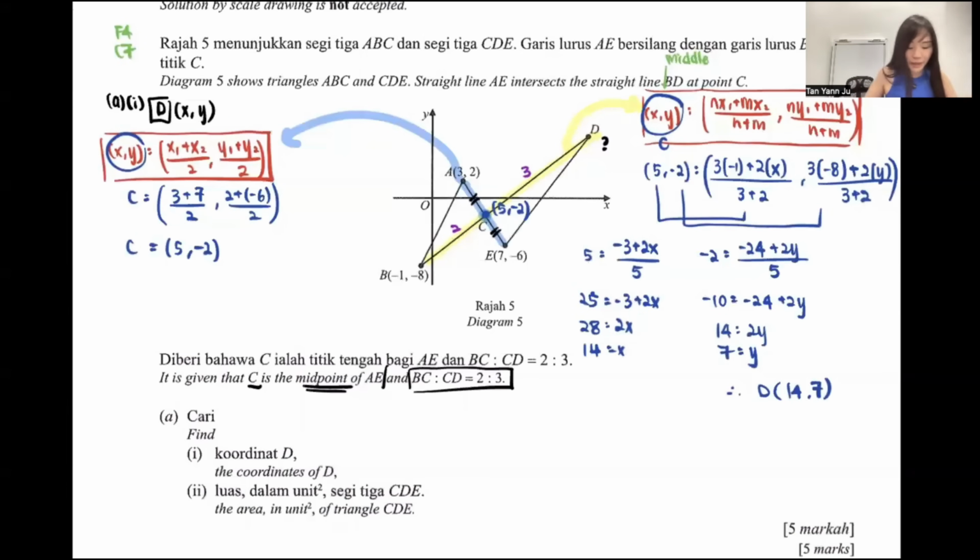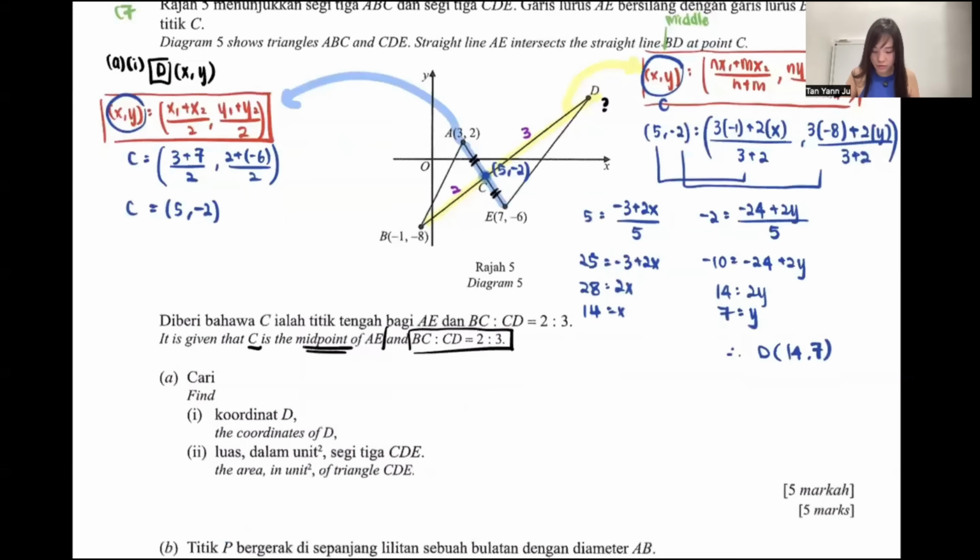How many marks for this? They never say, but I think 3 marks. So when you get this working, 1 mark, this particular working, 1 mark, and this particular answer, another 1 mark. I think 3 marks. Next one, let's move on.